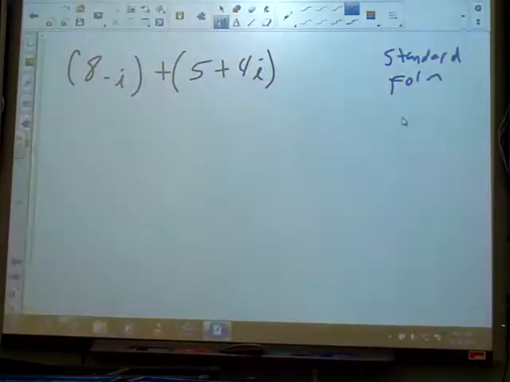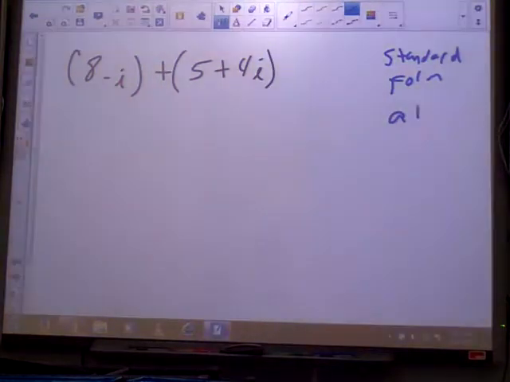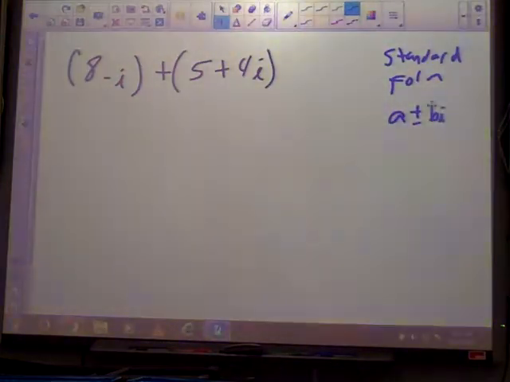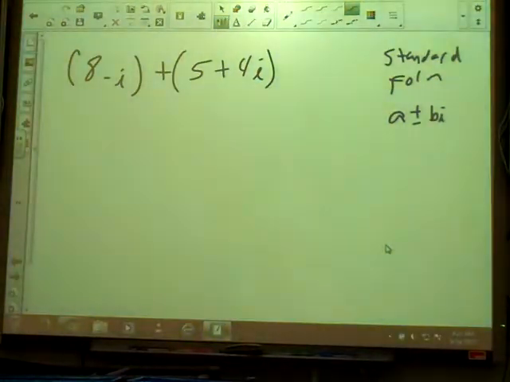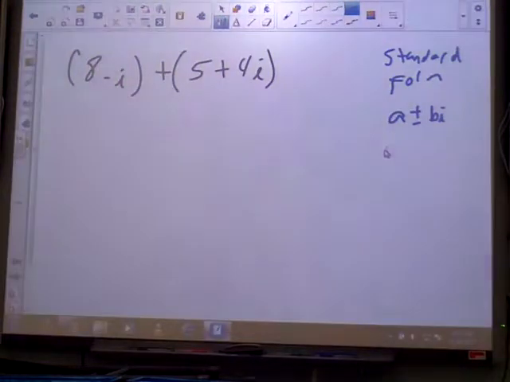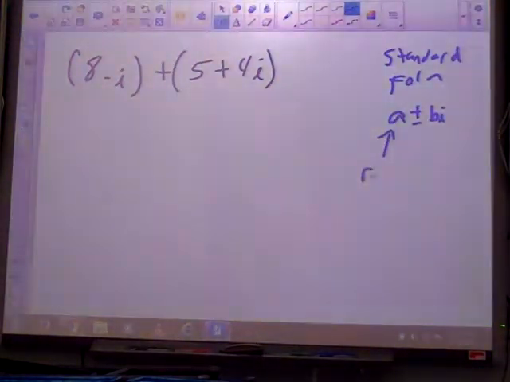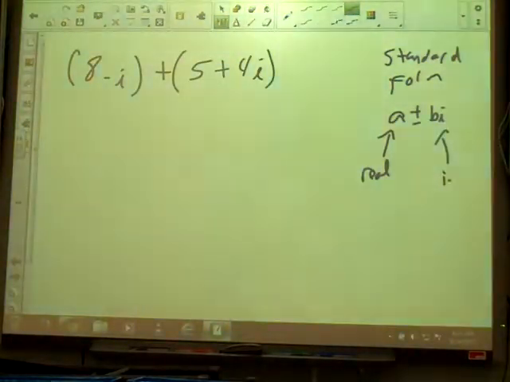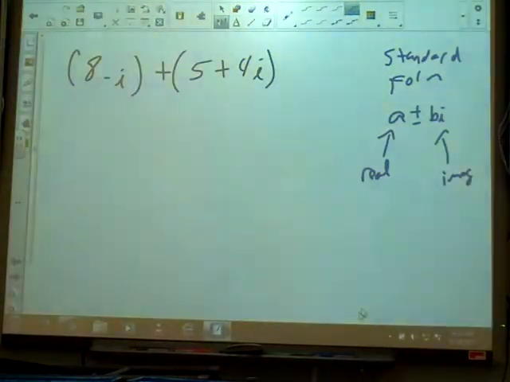Standard form of a complex number will be a plus or minus bi. So all that means is the a, you see how I've written it there? The a doesn't have an i on it, does it? So the real part comes first. The real number will come first, and then you'll have either a plus or minus sign, and then you'll put your imaginary part. Okay, that's standard form.